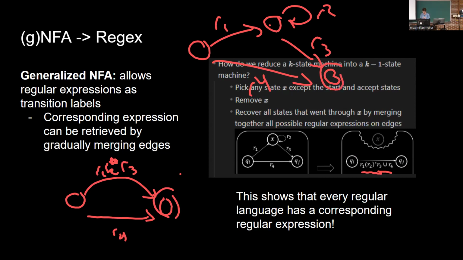We'll make this the accept state. And then again, here you can either have R1, R2 star, R3, or R4. Both of them are accepted. So we can literally just write it like this. We can say, oh, it's R1, R2 star, R3, or R4. And then once we have a starting state, an accept state, and one transition in between them, that transition is just our regular expression that represents the NFA. So yeah, every machine you can just convert to an expression.